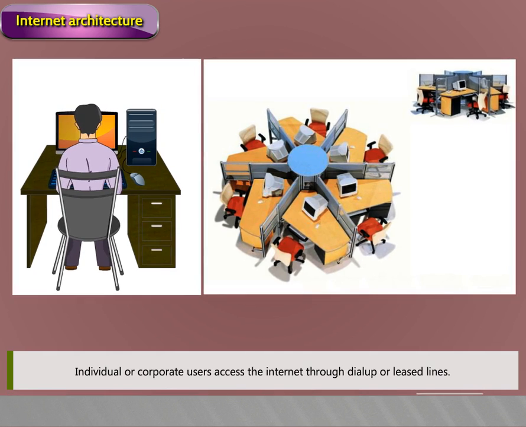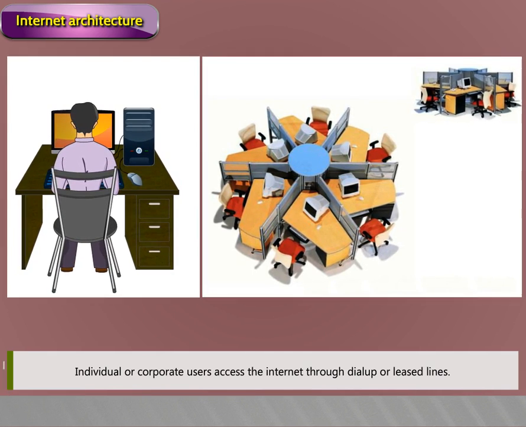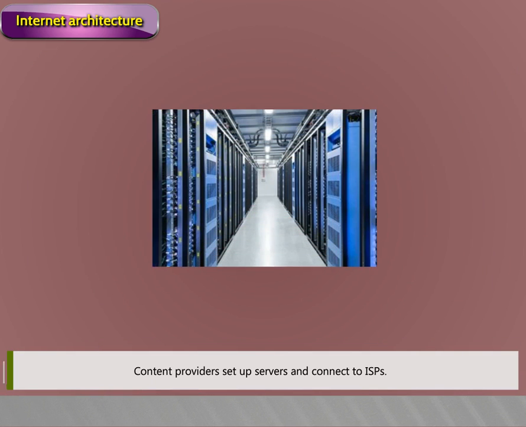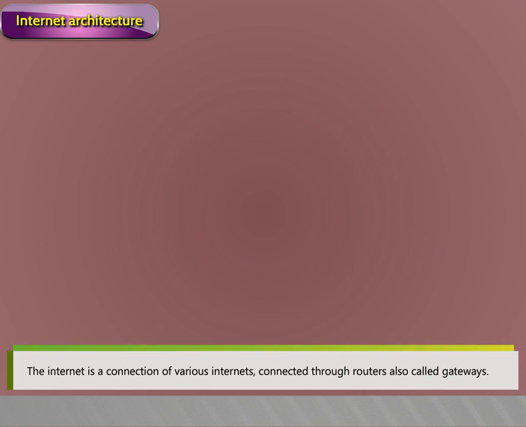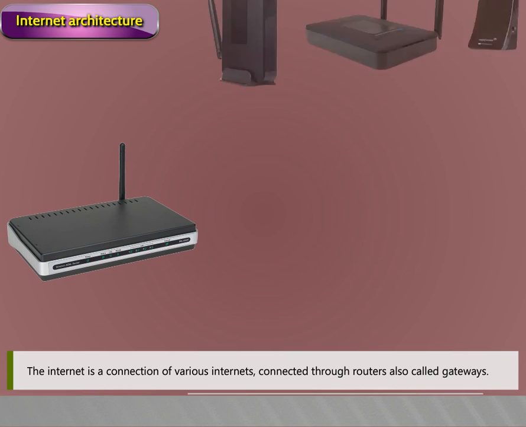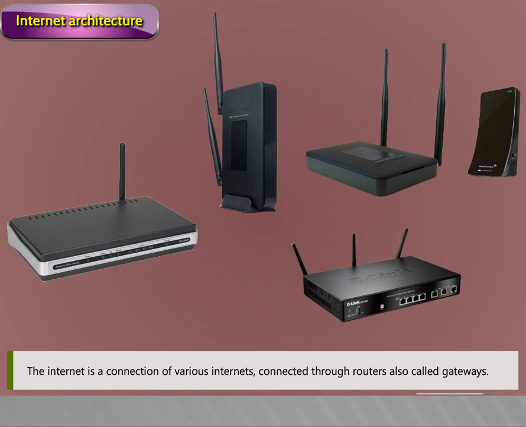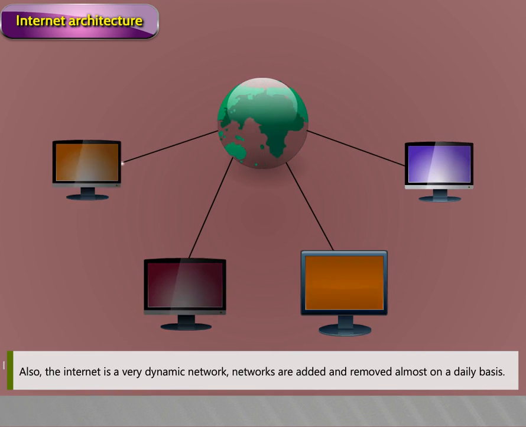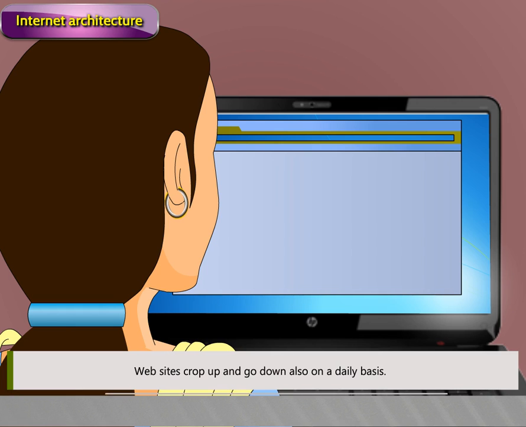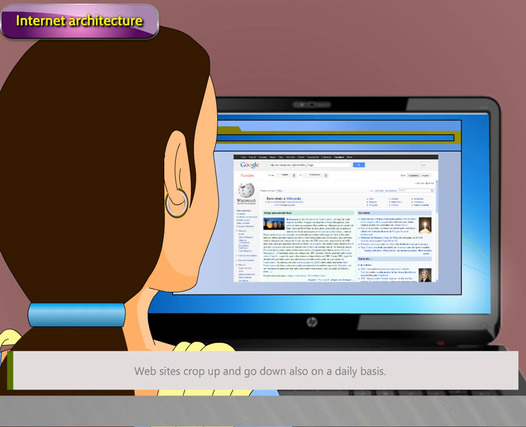Individual or corporate users access the internet through dial-up or leased lines. Content providers set up servers and connect to ISPs. The internet is a connection of various internets connected through routers, also called gateways. Also, the internet is a very dynamic network. Networks are added and removed almost on a daily basis. Websites crop up and go down also on a daily basis.